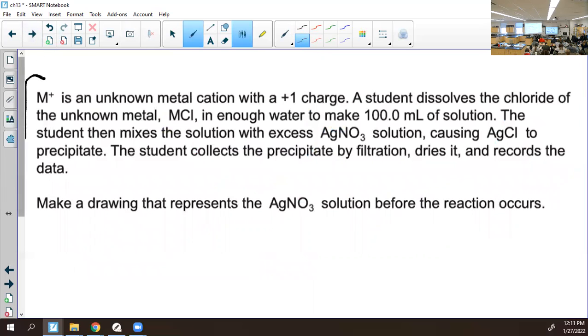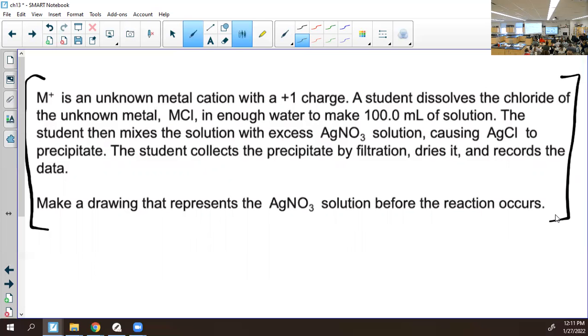Now, here's a weird question. We're going to make a drawing. M+ is an unknown metal cation with the +1 charge. So already tell your friends it has to be one of what? Alkali metals. So it's lithium, sodium, potassium, rubidium, cesium, or francium. Now, 99.9% sure they would never say Fr because it's radioactive. We don't do it. Okay, here we go.